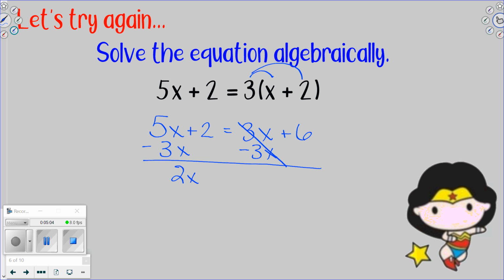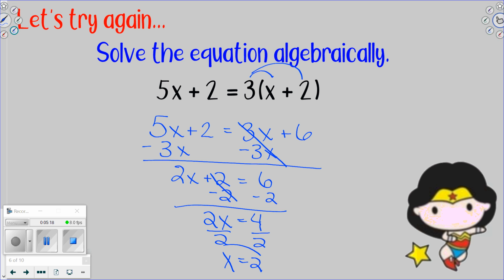So that'd be 2x plus 2 equals 6. Subtract the 2. 2x equals 4. Good, so x equals 2. So if you were to graph that, where would it cross the x-axis? It should cross at 2.